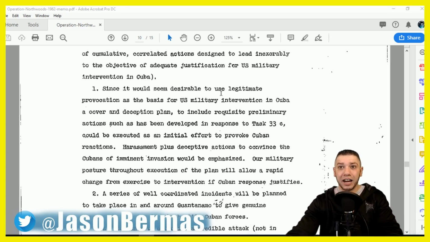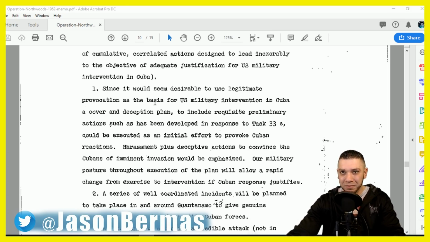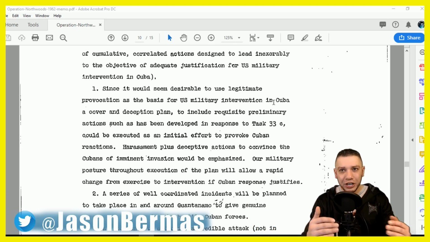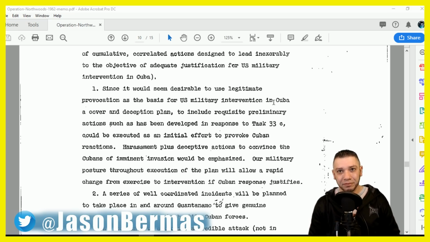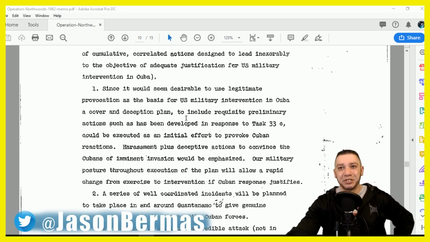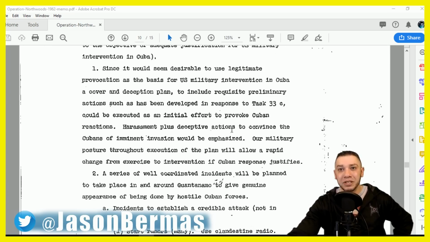Since it would seem desirable to use legitimate provocation as the basis for U.S. military intervention, oh, they want legitimate stuff. Then why are we sitting here using pretext that you're about to make up? Legitimate. In Cuba, a cover and deception plan. To include requisite preliminary actions such as has been deployed in response to Task 33C could be executed as an initial effort to provoke Cuban reactions. Harassment plus deceptive actions to convince the Cubans of imminent invasion would be emphasized.